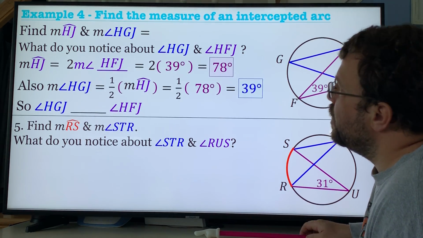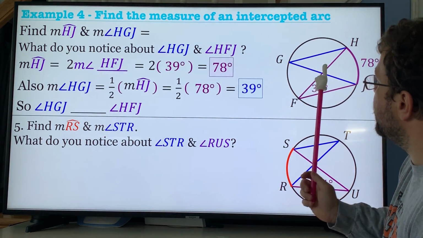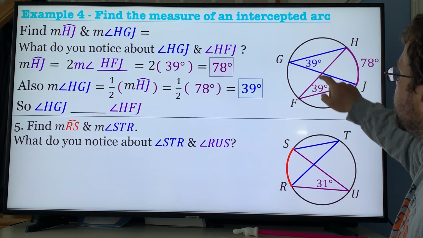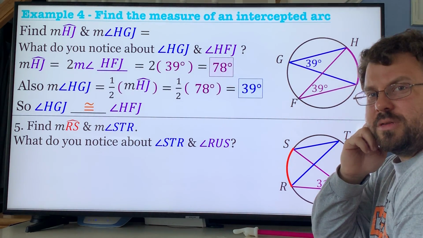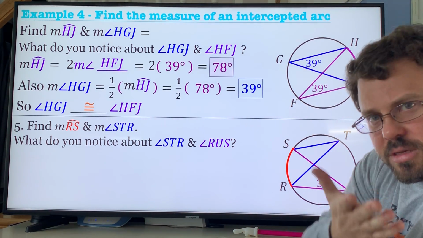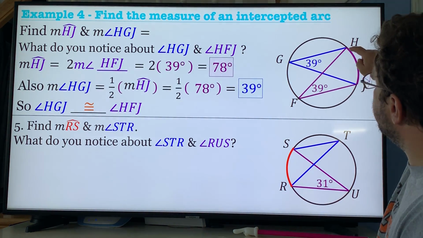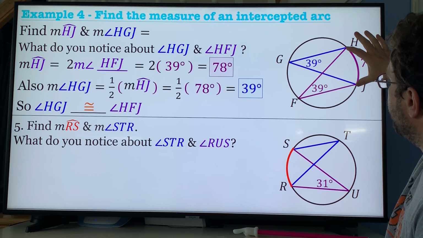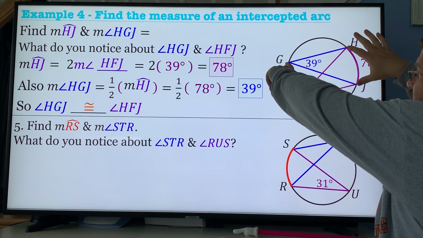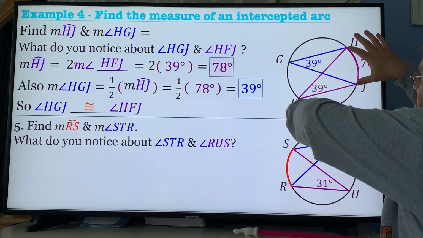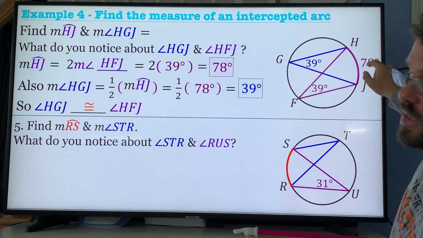What do you notice about the two angles? They are congruent. Now, why are they congruent? Does anyone know? Guess. Say an answer. Louder. They're congruent because they share the same arc. See how both endpoints of their angle are in the same place? So no matter if I just took this tip and moved it all the way around here and kept these two endpoints the same, the answer would be 39 no matter what I did, because this is 78.